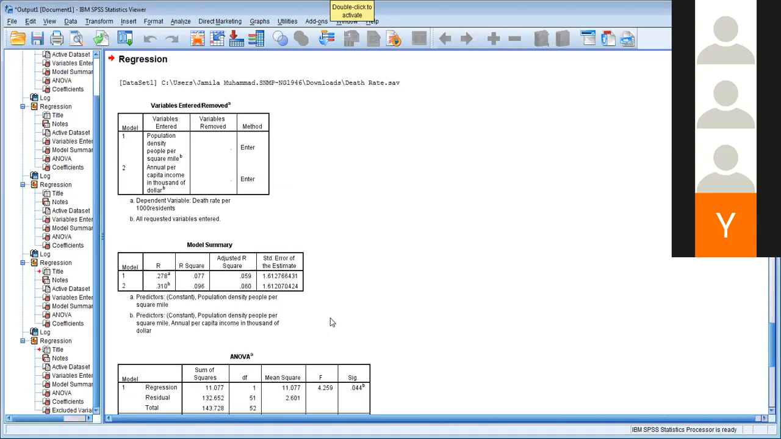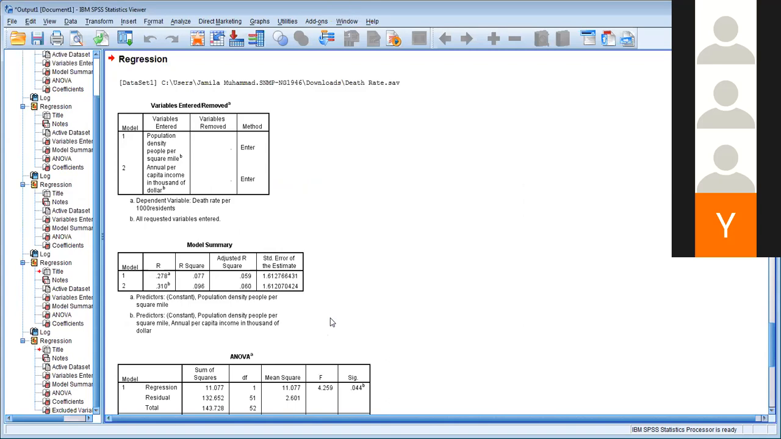Okay, what it will do for you, can you see now? It has loaded the two. If you look at the table, it says variables entered: population density, per capita income, annual per capita income, number 2. Can you see now? If you look at it, you have done 2 models.